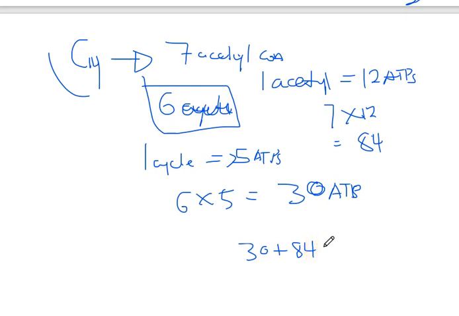Now we said earlier that in the process we are going to use 2 ATPs for activation, so you have to subtract those 2 ATPs. So you're going to have -2. This -2 is the one we use for activation. That is going to give us an equivalent of 112 ATPs. So for complete oxidation of myristic acid, which is a 14 carbon fatty acid, I'm going to get an equivalent of 112 ATPs.